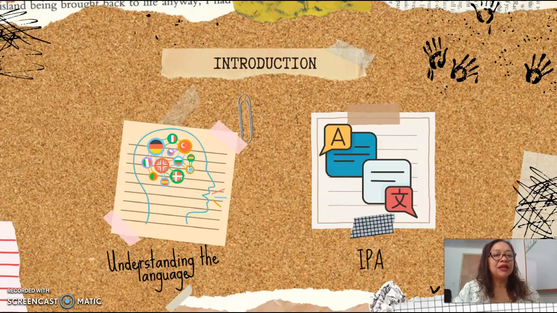English is not a phonetic language. That means that the letters do not tell us exactly what sounds to make. When you write, you use letters, but when you talk, you use sounds. To write the sounds, we use the IPA.